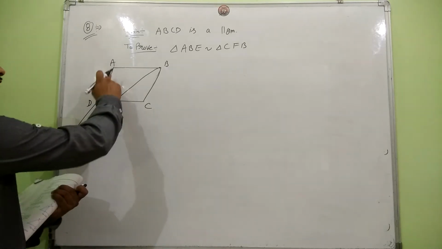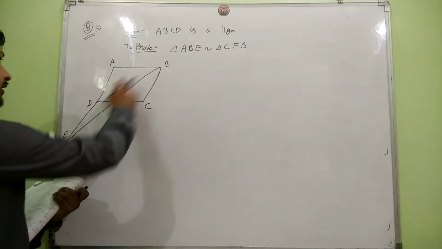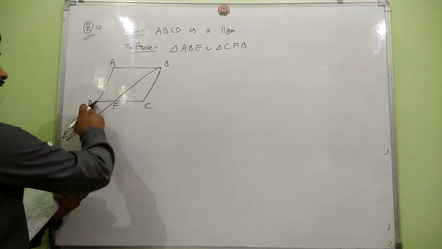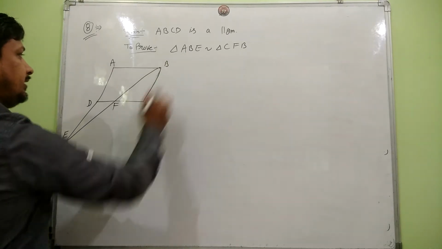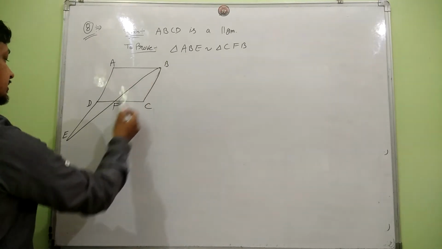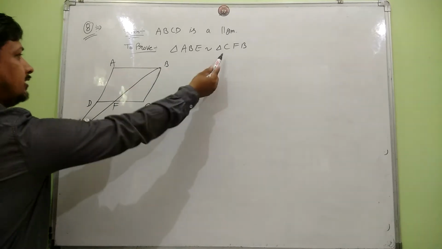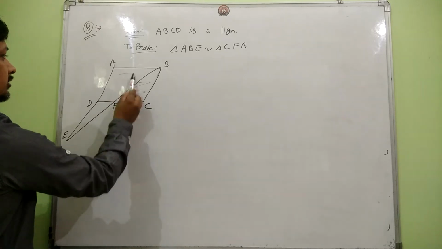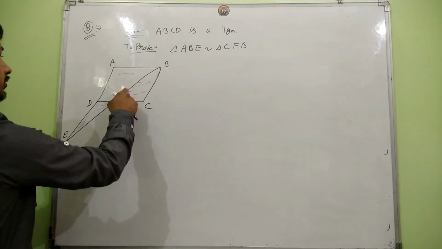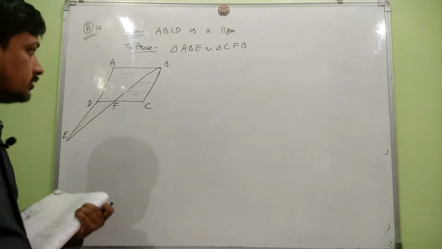ABCD is a parallelogram. Side AD is produced to E. When we join E to B, then this BE intersects DC at F. And we have to prove triangle ABE, this bigger triangle, is similar to triangle CFB. This triangle is to be similar to this whole triangle. We have to prove this. So how to do this?